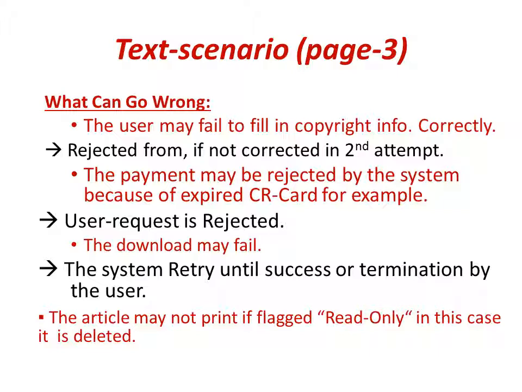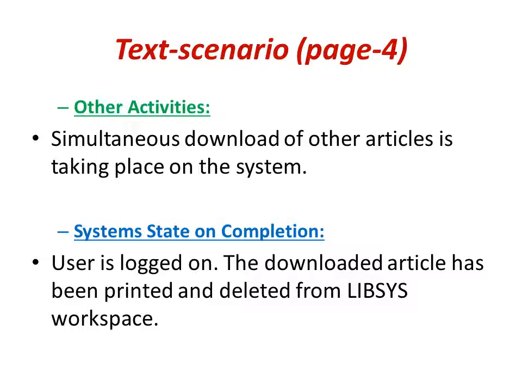And we can add more likely errors that might occur. Other activities might be simultaneous or concurrent download of another article taking place on the system. It could be more than one user working on the system at the same time. Then the system state on completion. What is the state of the system after completing this requirement? The user is logged on. The downloaded article has been printed and deleted from the library system workspace.